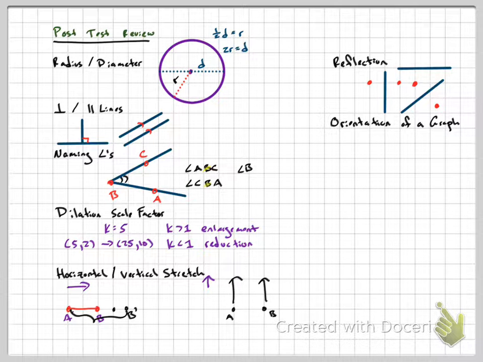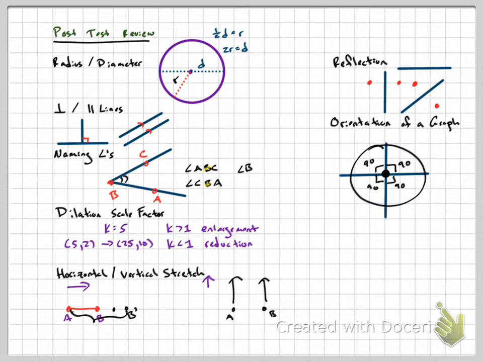Last thing, the last question is about the orientation of a graph. Okay? Just remember that if you have a coordinate plane, something like this, the origin is at 0, 0. Each one of these is 90 degrees for a total all the way around of 360.